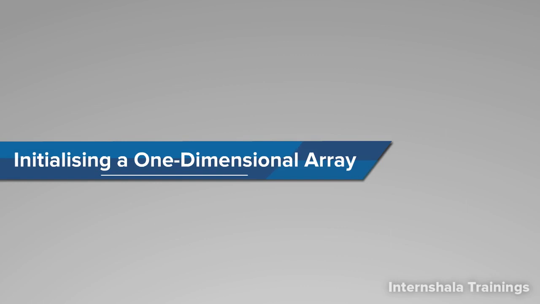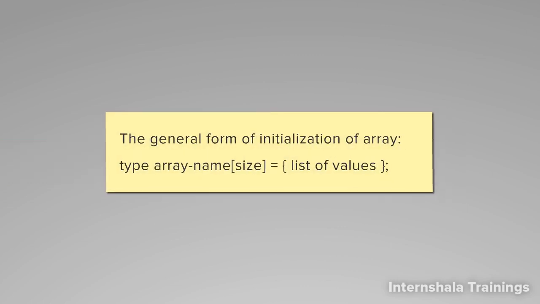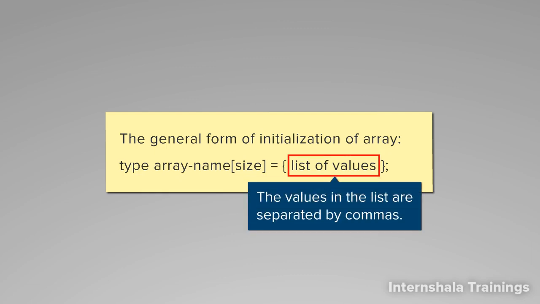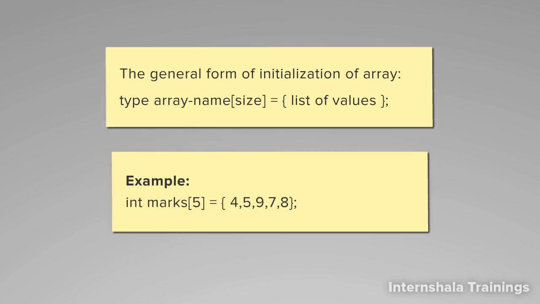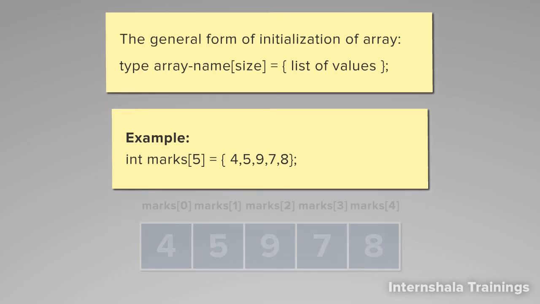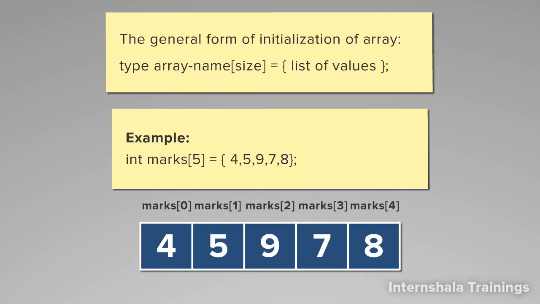Now, let's understand how an array is initialized. The general form of initialization of an array is shown on the screen. Here, the values in the list are separated by commas. For example, we can initialize the array marks, which we created in the previous example, by writing the statement as shown on the screen. The given values are assigned to each element.